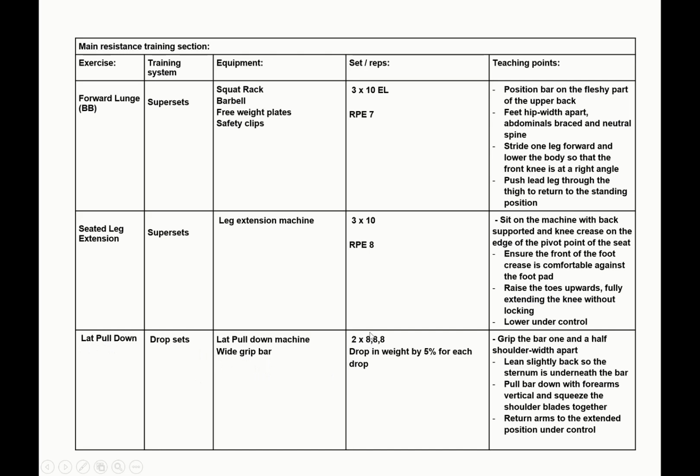So we are going to complete one set of 8, but then we're going to drop the weight by 5% and do a second set of 8, and then we're going to drop the weight again and do a final set of 8 to conclude one full set. So this would be one set, we then rest and go back and do another 24 reps, as we decrease the weight every time we start the next part of the drop set.